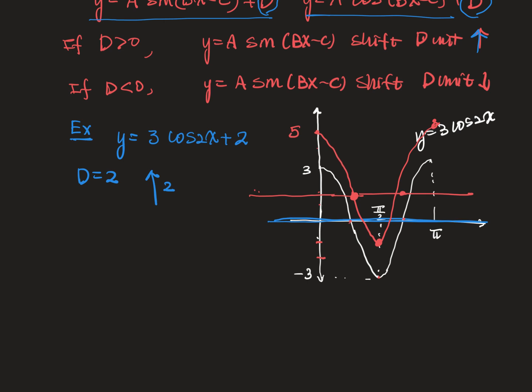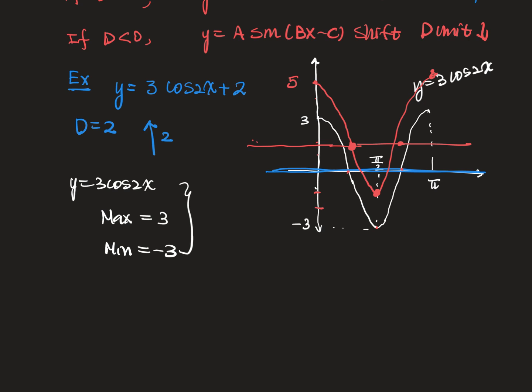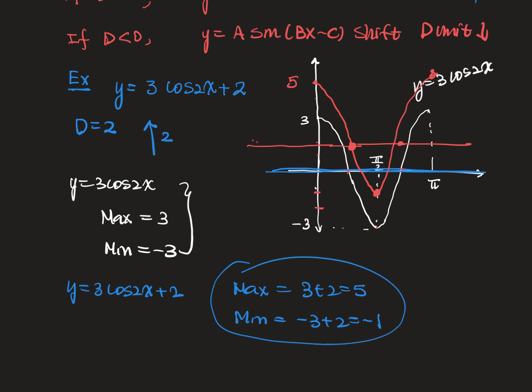This vertical translation is very important information. So the previous one, y equals 3 cosine 2x, has maximum 3, minimum -3. Now after shifting, you have y equals 3 cosine 2x plus 2. The maximum is going to be 3 plus 2, which is 5. The minimum is going to be -3 plus 2, that's going to be -1. That's moving up, guys. Make sure you know how to find the maximum and minimum.